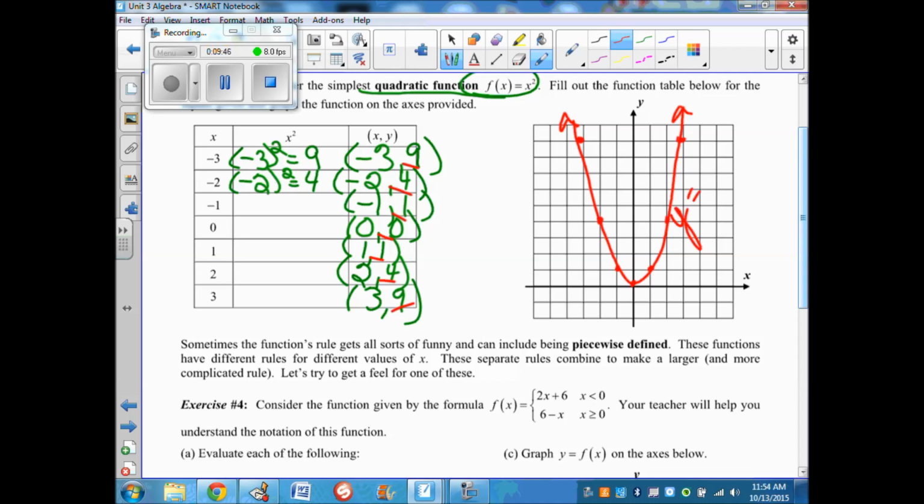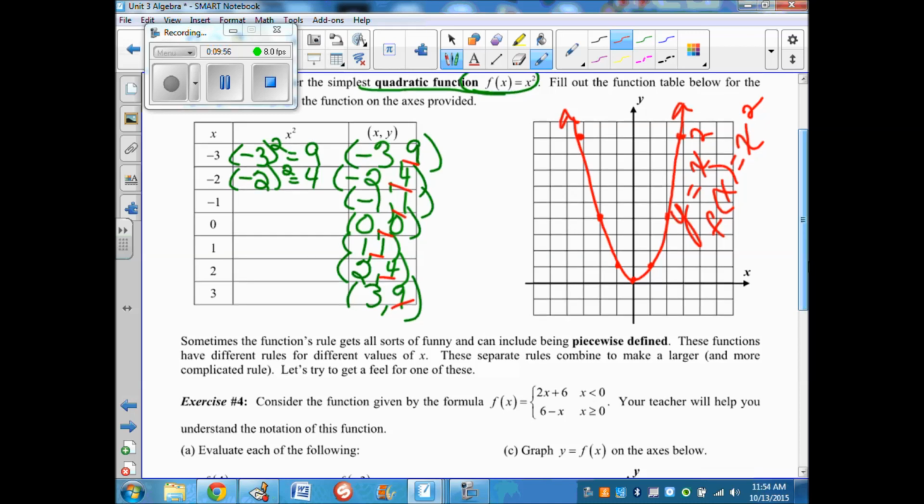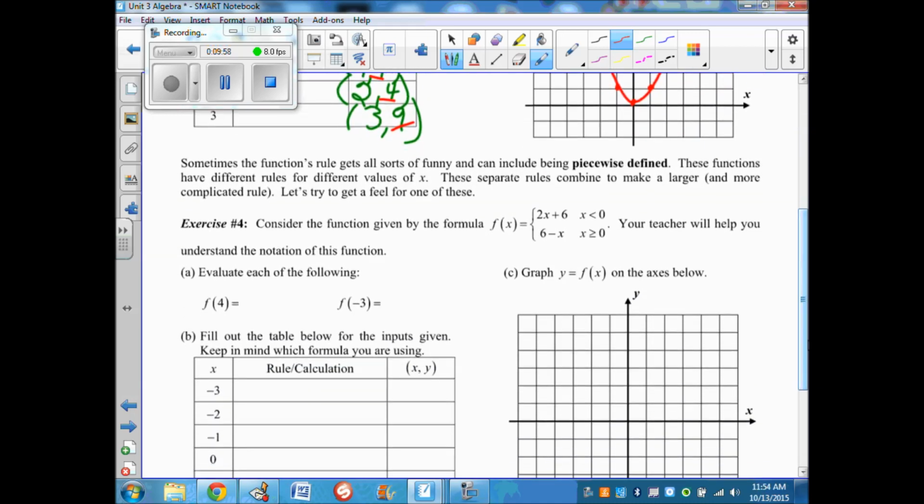Y equals x squared, or you certainly could label it f of x equals x squared. Okay? Next part. Sometimes a function rule gets all sorts of funny and can include being piecewise defined. Okay, there's that word again that came up in our last lesson. These functions have different rules for different values of x. That's huge. Okay, these separate rules combine to make a larger and more complicated rule.